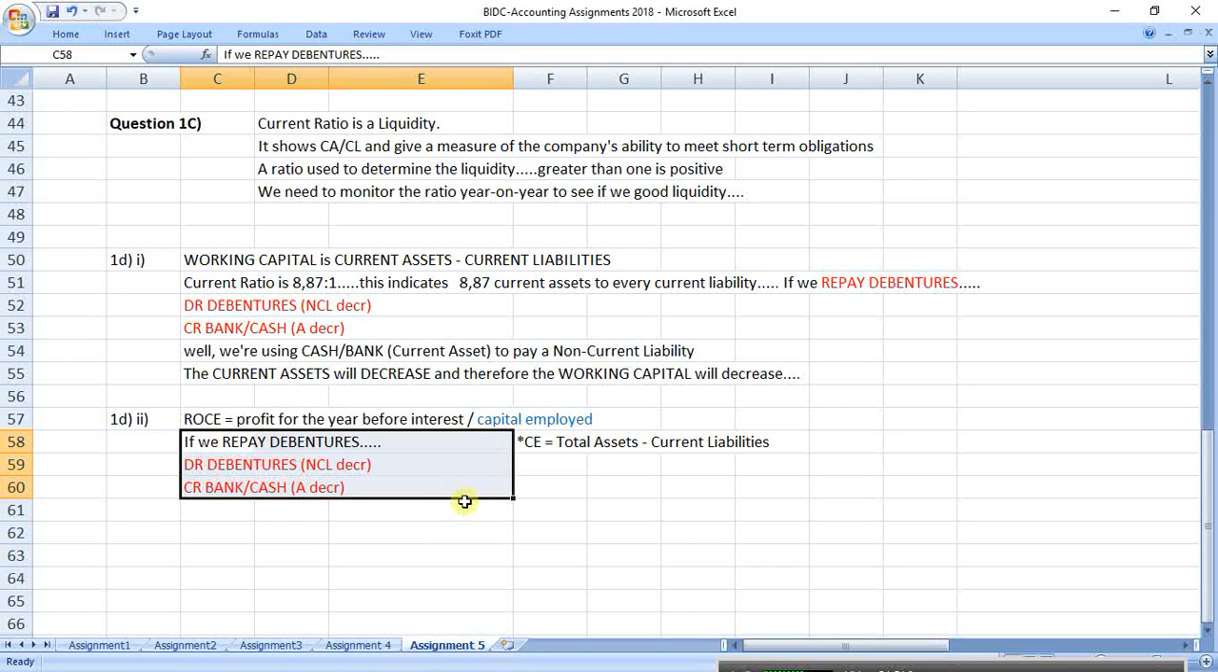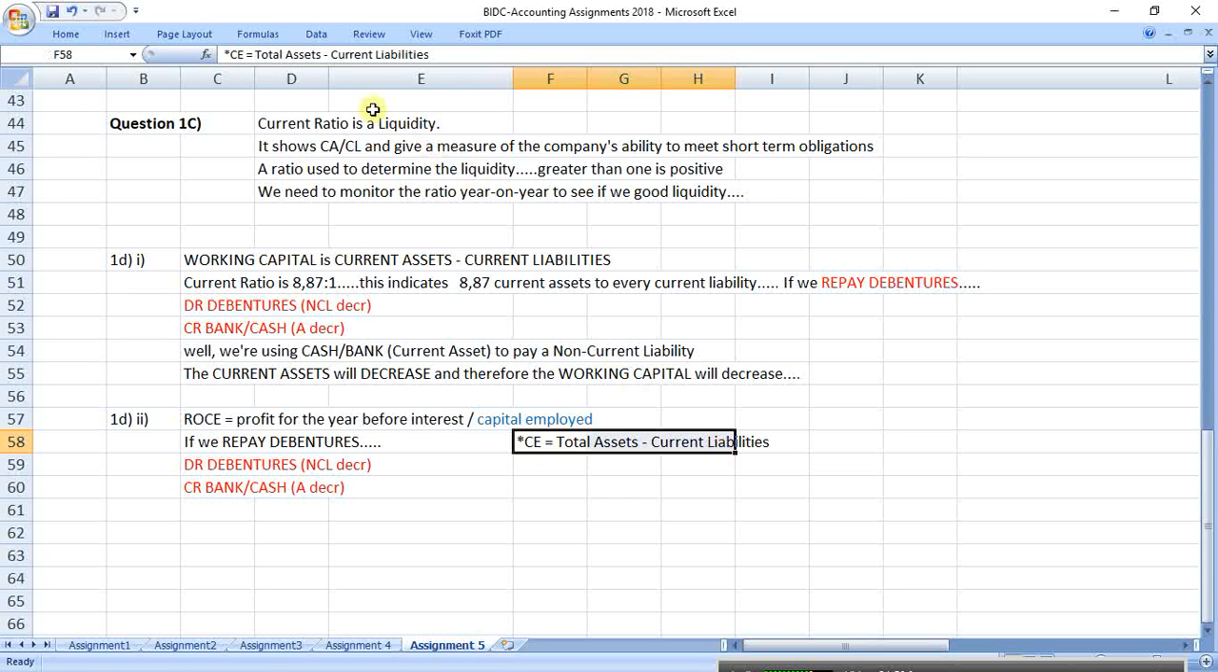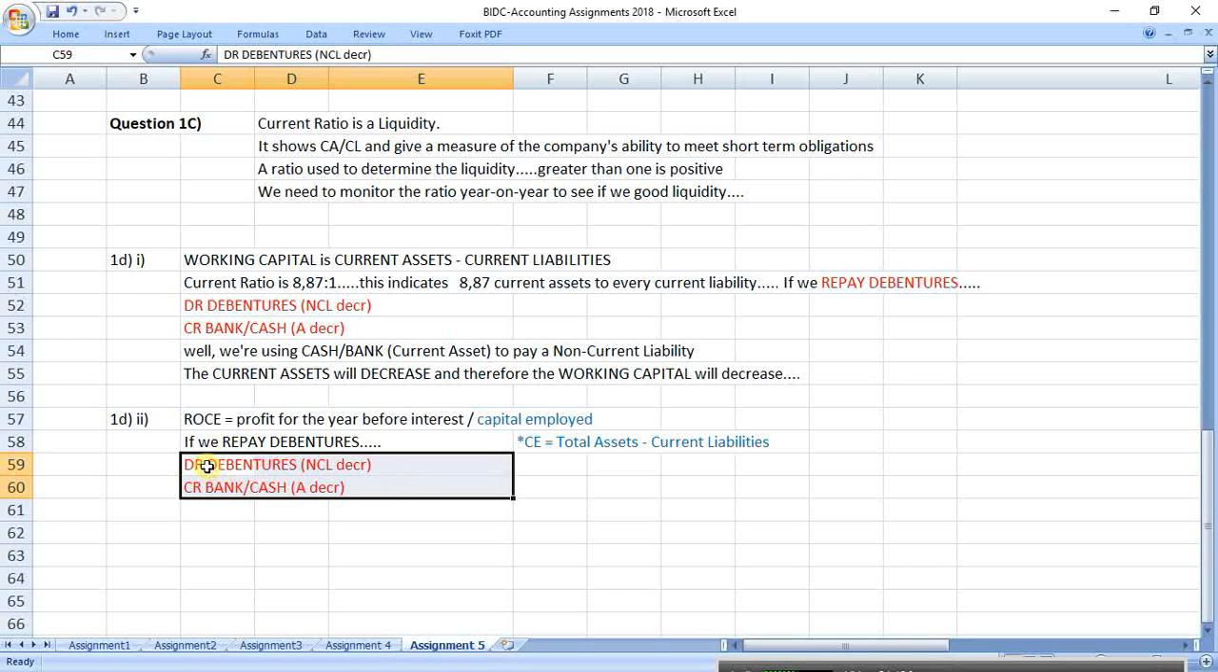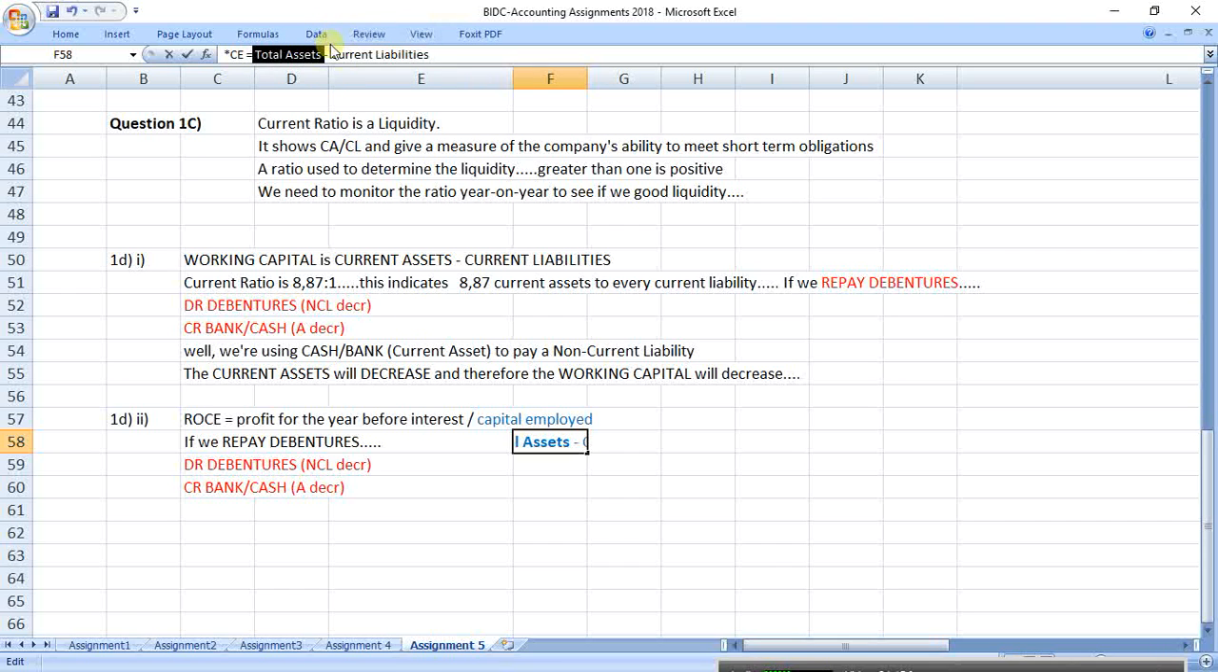Okay, so you've got that. We're looking at this effect. We know that capital employed, which is the denominator, is made up of total assets minus current liabilities. So if I'm going to be repaying my debentures, I'm going to affect a non-current liability, so that's not going to affect the formula. Do you agree? Okay, I'm going to credit the bank. Is bank an asset? Yes. So this is going to be affected. Total assets will be affected. So let's write that down.